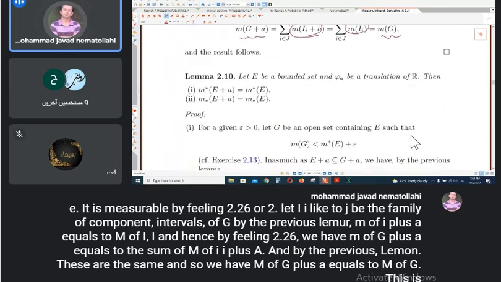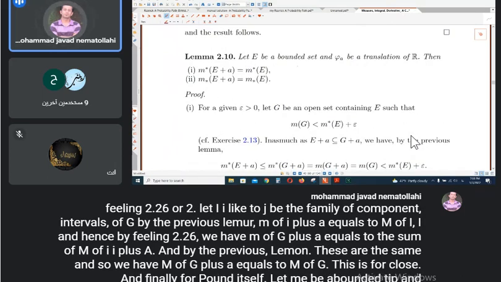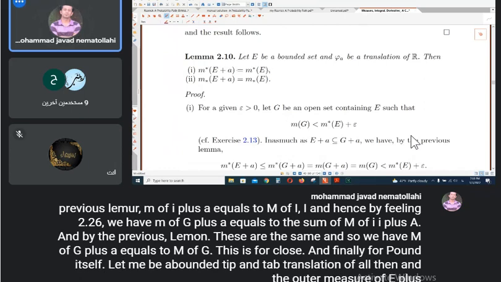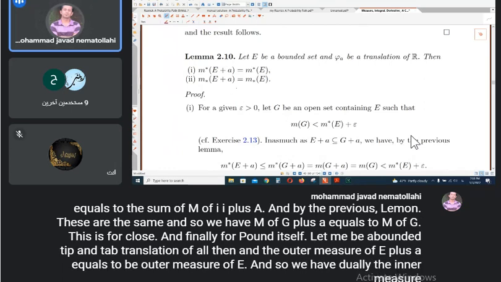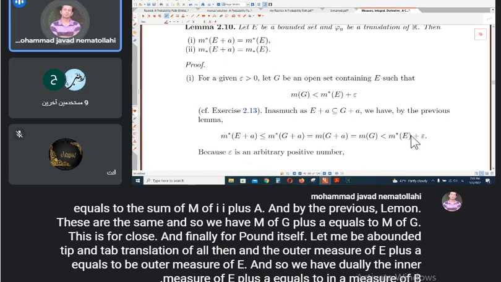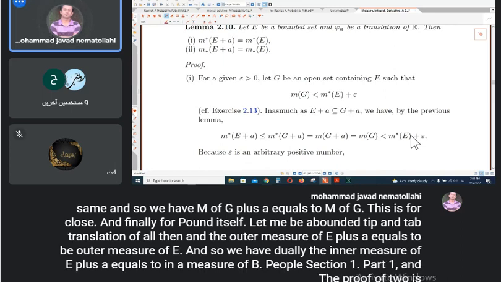And finally for bounded sets, let E be a bounded set and φ_A be a translation of R, then the outer measure of E + A equals the outer measure of E, and so we have dually the inner measure of E + A equals the inner measure of E. We prove part 1, and the proof of part 2 is similar to that of part 1.